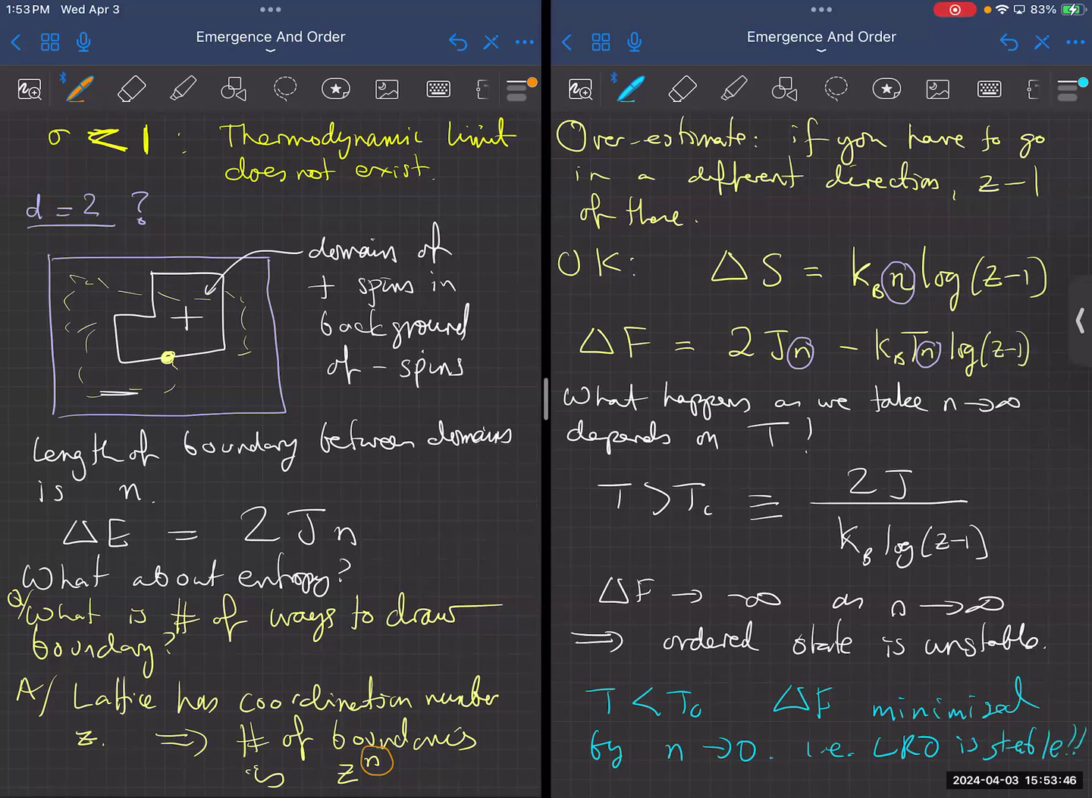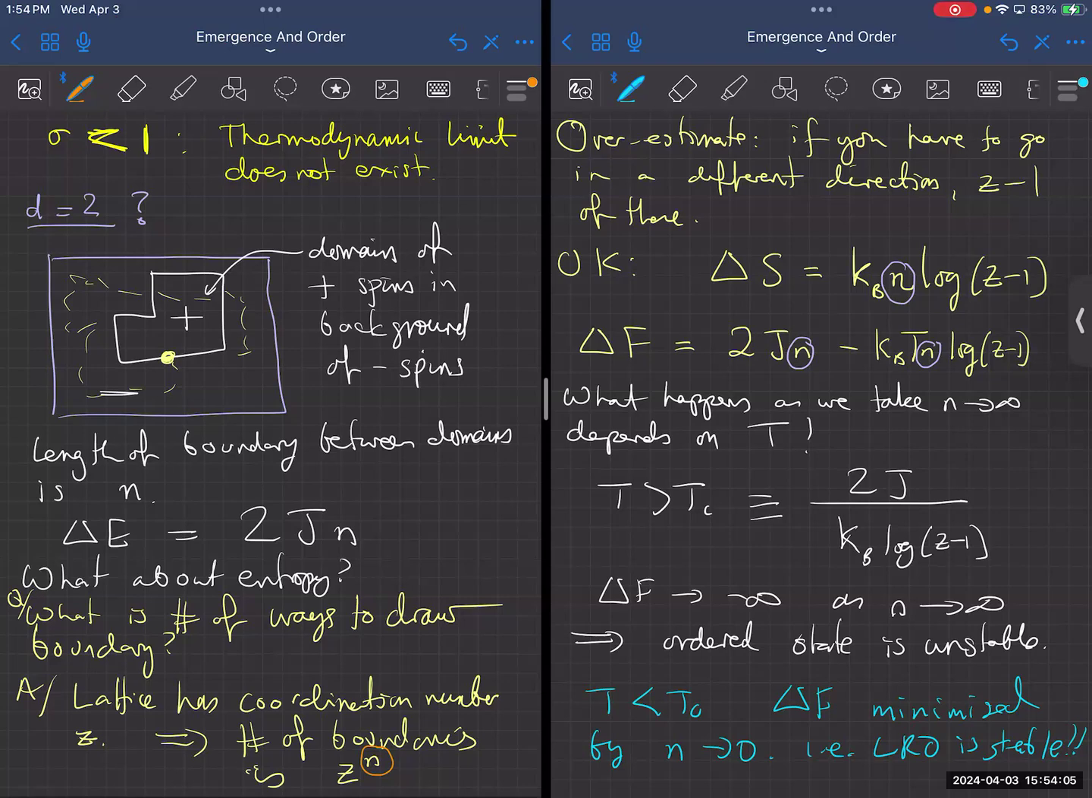And so this is fantastic. The fact that I have a different number of possible places to put domain walls in 2 dimensions compared to 1 dimension means that now I have a way to have long-range order. Okay, so that's where we're going to finish for today.